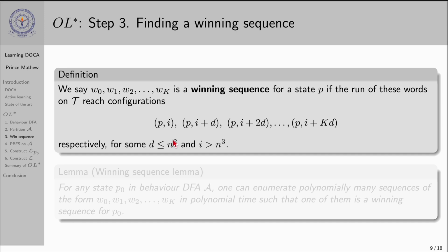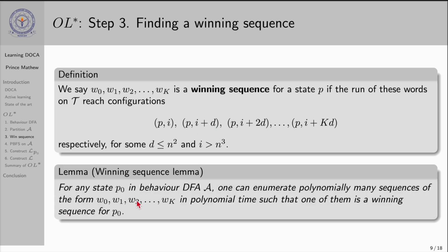Towards this purpose, we will first identify winning sequences. We say that a sequence of words W0, W1, W2 up to Wk is a winning sequence for a state P if the runs of these words on the DOCA T reach configurations (P, i), (P, i plus D), (P, i plus 2D) and so on. So they all reach the same state, but the counter values differ by D.